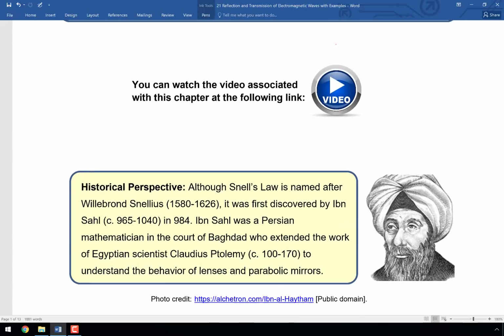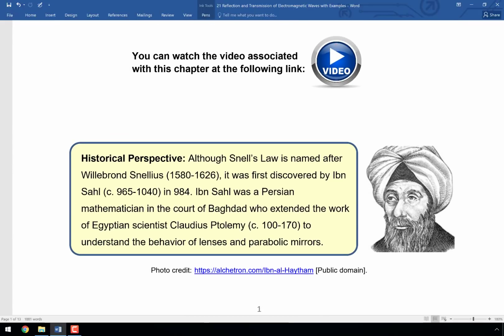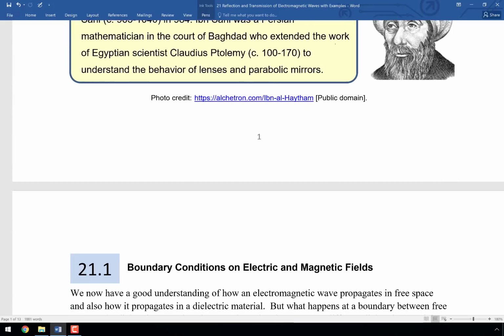Our historical perspective today is to point out that although Snell's law is named after Willibrord Snellius, I imagine he got picked on for that name, the law was actually first discovered by Ibn Sahl in 984. He was a Persian mathematician in Baghdad. He built on the work of Ptolemy, and people have referred to him as the first scientist. He was the first person to understand the behavior of lenses and parabolic mirrors. So I just wanted you to know Snell's law is kind of a misnomer, it should have been called Sahl's law.